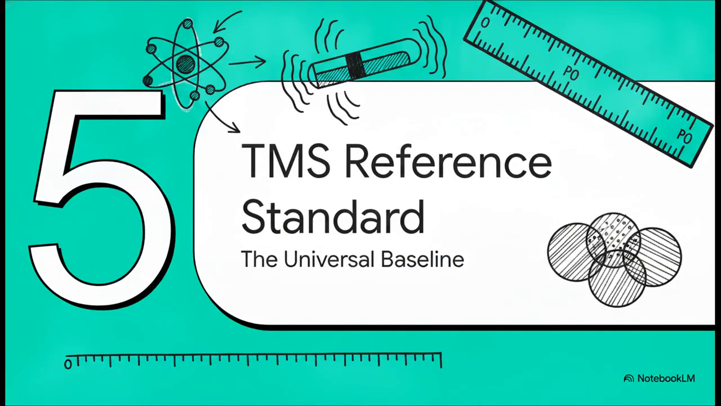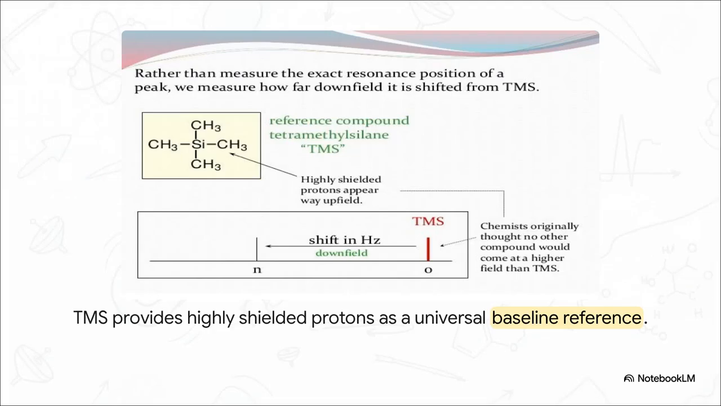Section 5. The TMS reference standard. So if every single proton shifts differently depending on its electron shield, how do we measure this accurately across different labs and machines? We need a universal ruler. Enter TMS, or tetramethylsilane. Look at that central silicon atom surrounded by 4 methyl groups. It turns out these protons are incredibly well shielded, appearing way upfield on the readout. Chemists universally adopted TMS as the ultimate zero-point baseline. In modern NMR, we simply measure how far downfield every other peak shifts away from this TMS zero line.